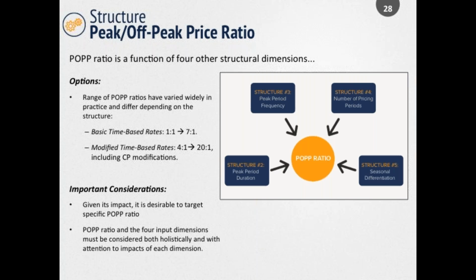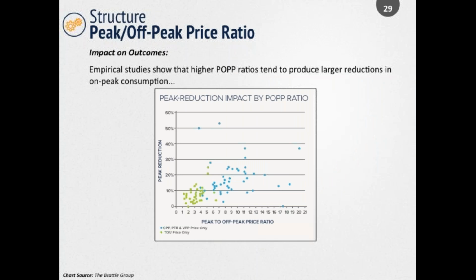Great, thank you, Dan. So just trying to study the impact that POP ratios can have on the final outcomes, especially peak reduction, as that has been one of the most often studied impacts. What we notice from previous studies as well is that higher POP ratios tend to produce much larger reductions in on-peak consumption. Modified time-based rates here in blue, which apply peak prices to shorter time intervals, have higher POP ratio values and consequently higher peak reduction as well.